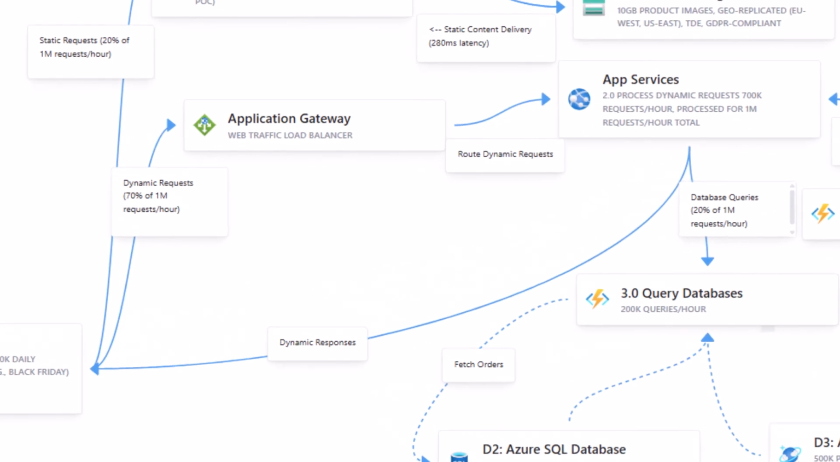Finally, App Services consolidates the responses from the database queries and AI recommendations, sending them back to users. This return flow is labeled the Dynamic Response, completing the cycle for dynamic requests. This ensures our users receive timely and relevant responses, with application latency well under our 300 millisecond target.